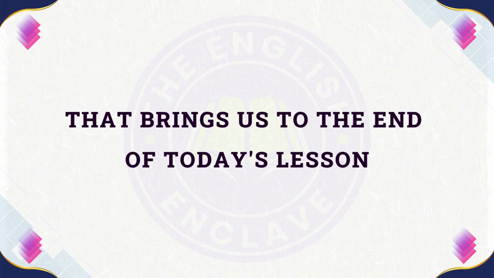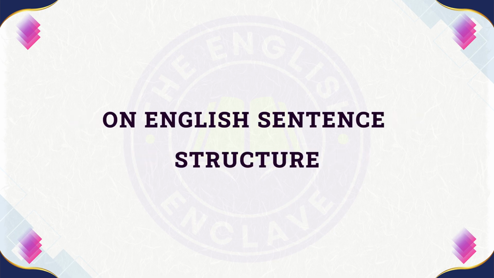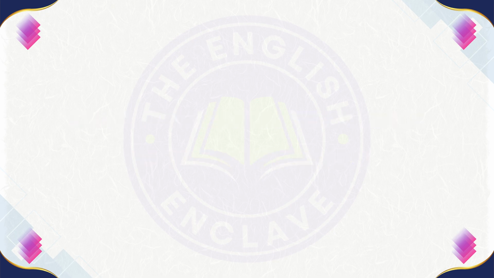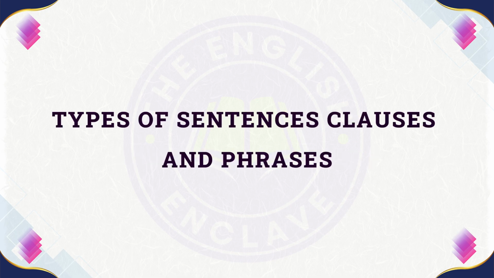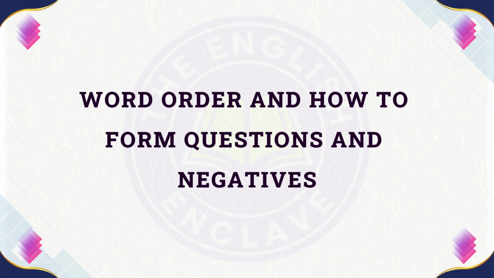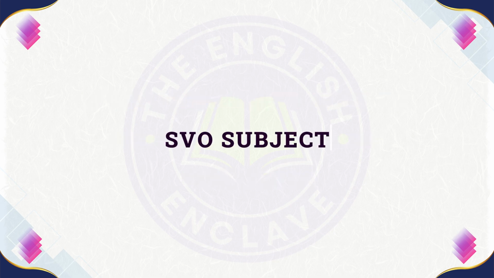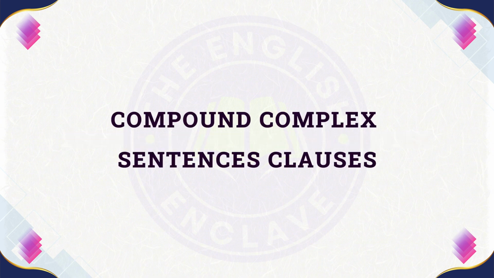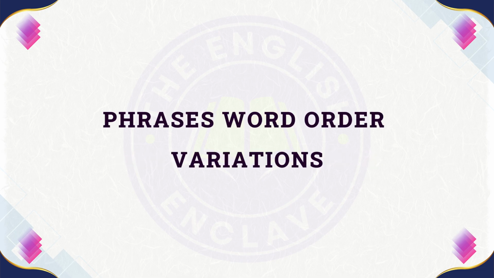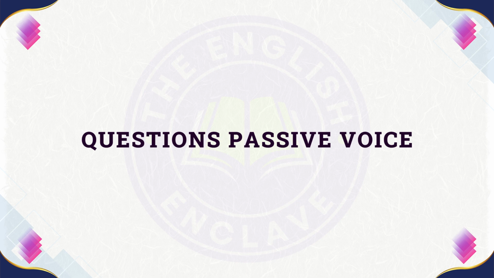That brings us to the end of today's lesson on English sentence structure. We've covered basic sentence patterns, types of sentences, clauses and phrases, word order, and how to form questions and negatives: SVO, subject-verb-object, simple, compound, complex, compound complex sentences, clauses, phrases, word order variations, questions, passive voice.